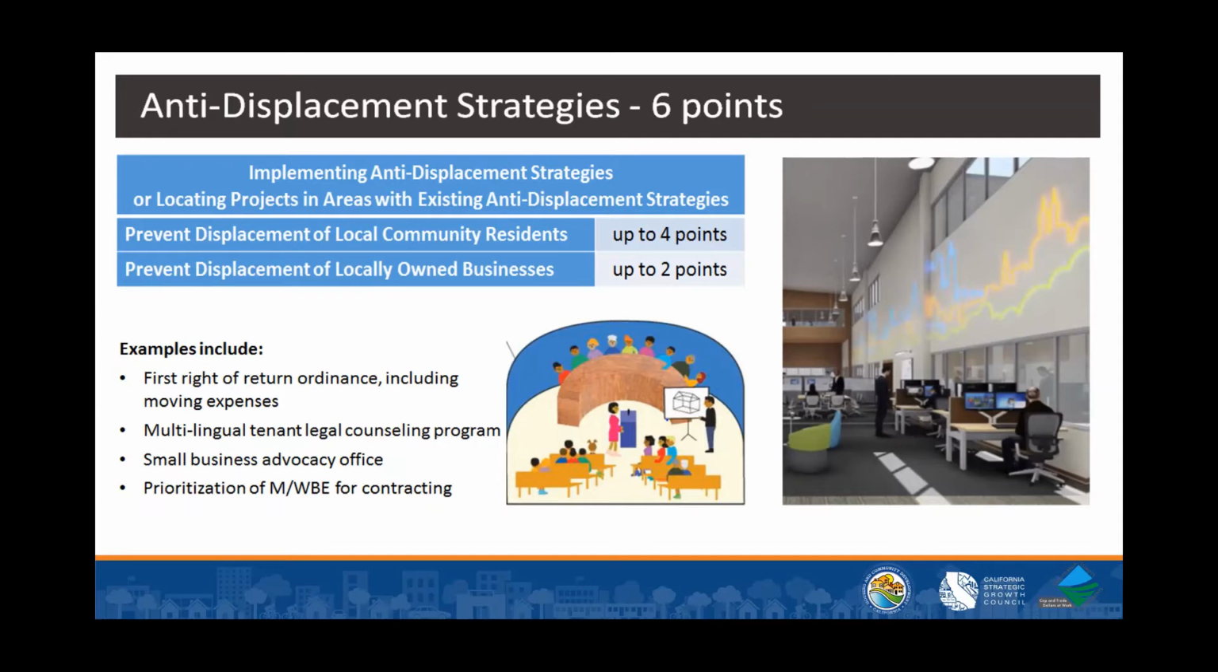Anti-displacement strategies, you can earn up to 6 points with this. If you prevent displacement of local community residents, you can earn up to 4 points, and preventing displacement of locally owned businesses will earn up to 2 points.